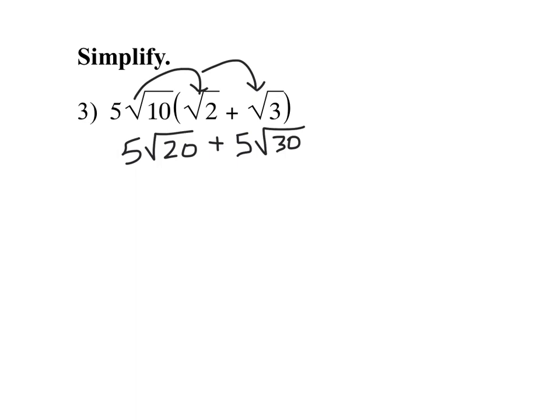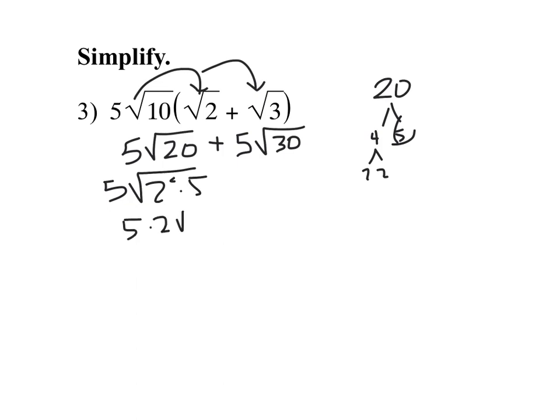Now you'll notice that these two items are not like terms because I have a 20 and a 30 underneath. So the next step is to break this down. I know 20 will go down to 4 and 5, and I know 4 will go to 2 and 2. So this is 5 times the square root of 2 squared times 5. In other words, the 2 comes out: 5 times 2 square root of 5, so this is 10 times the square root of 5.